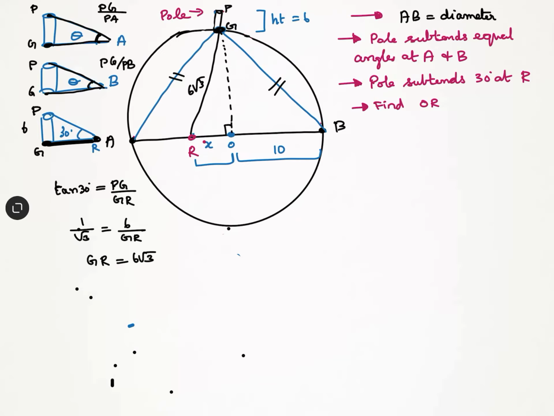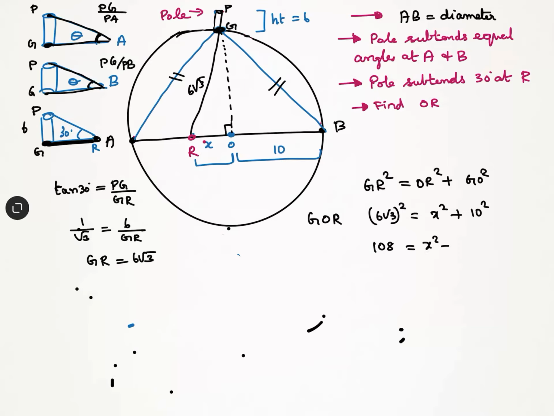Now this is a right angle triangle GOR. If I look at this triangle, GOR is a right angle triangle such that GR squared is equal to OR squared plus GO squared. What is GR squared? 6 root 3 whole squared equals OR squared, that's what we need to find, plus GO squared, which is my radius squared, which is 10 squared. 6 root 3 squared is 6 squared into 3, which is 36 into 3, 108. 108 is x squared plus 100. So x squared is 8, or x is square root of 8, which is nothing but 2 root 2. So the length OR is 2 root 2.